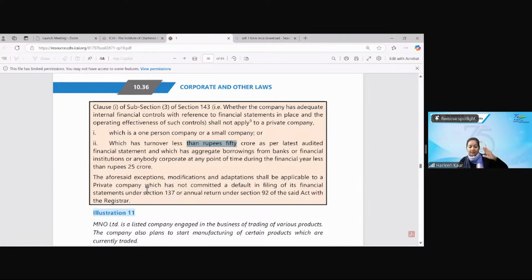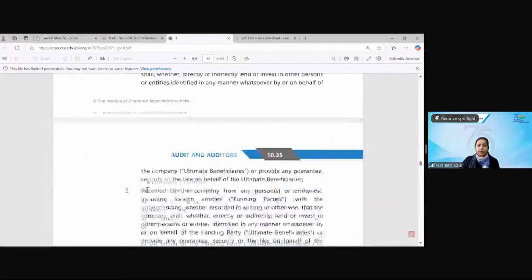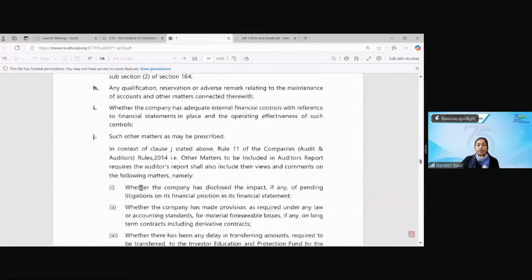So point number I says whether internal financial control has been working properly or not. First you have to see that, and what are the two exceptions? It is not applicable to OPC and small company, and a company having turnover less than 50 crores and also borrowings less than 25 crores. Now let's do point number J: such other matters as may be prescribed, such other matters to be included in the auditor's report.